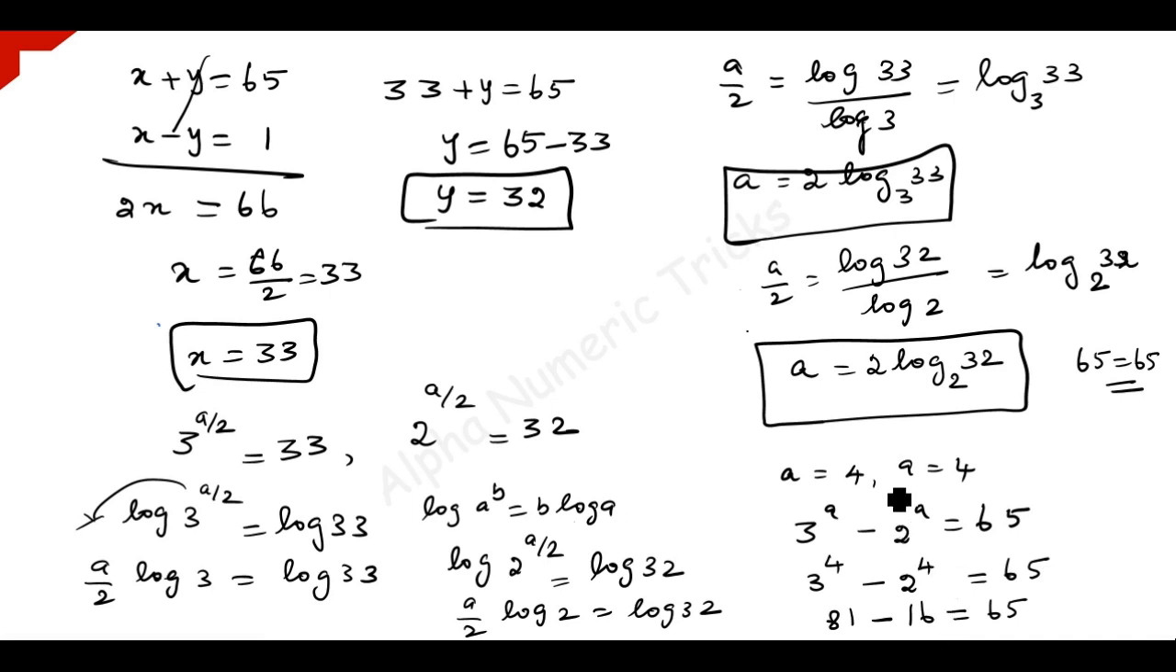In the same way, you can substitute a is equal to 2 log 33 base 3 and 2 log 32 base 2. You can get the value as 65.